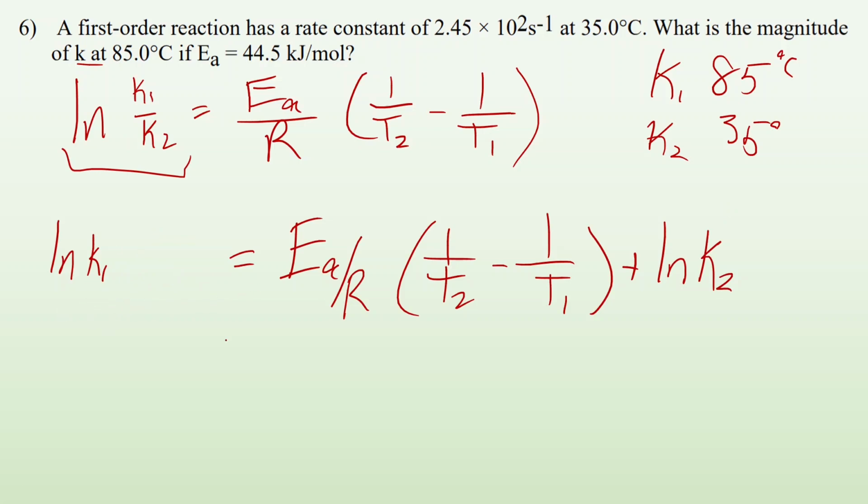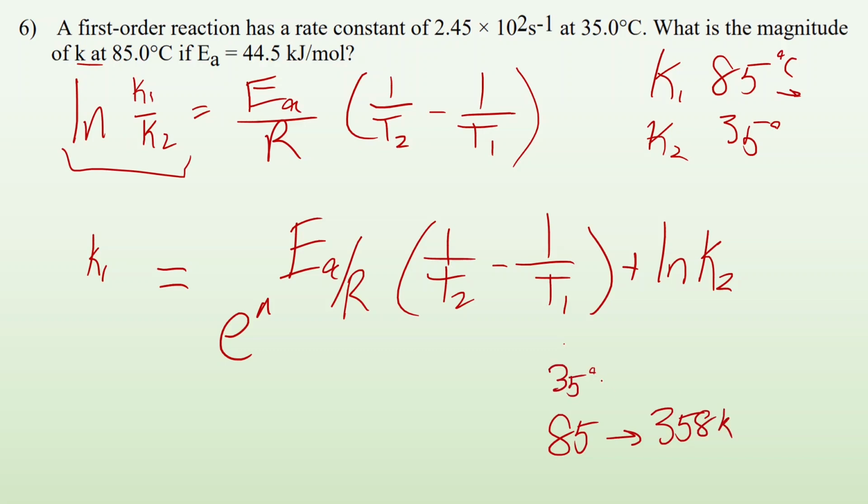Now to get rid of this natural log, I put the other side to the base e, Euler's number. So I get K1 equals e to all that stuff. Remember, the temperatures we have to convert to Kelvin. So 85 Celsius plus 273 is 358 Kelvin, and 35 degrees Celsius plus 273 is 308 Kelvin. So this 308 Kelvin is my T2, and this 358 is my T1. And I have 44.5 kilojoules per mole, that's my EA.